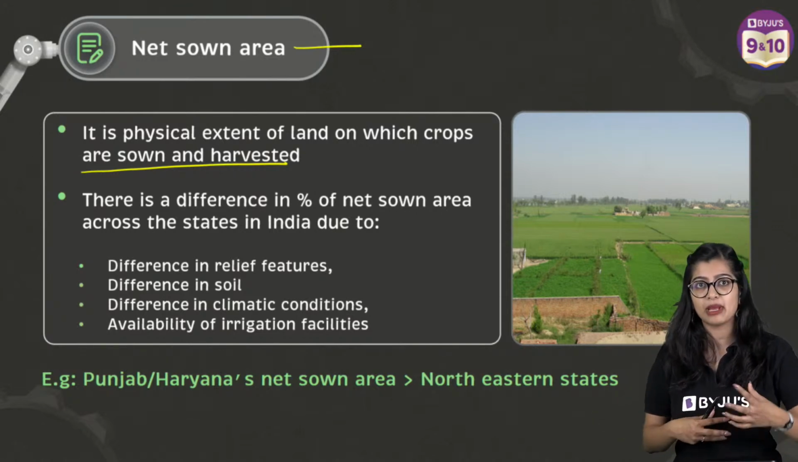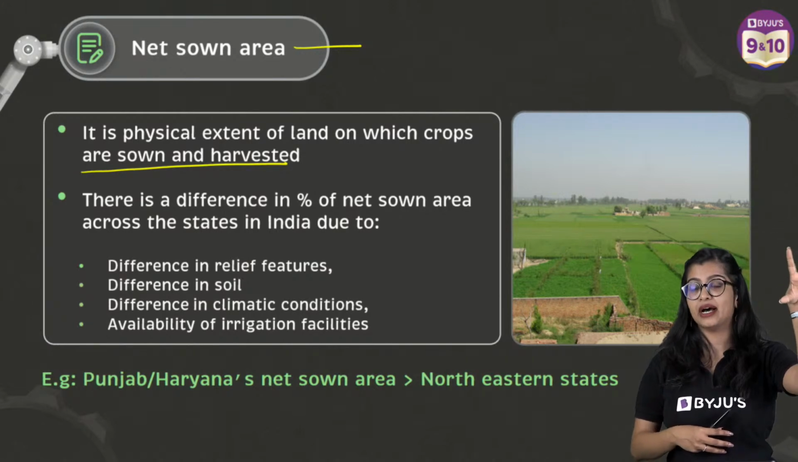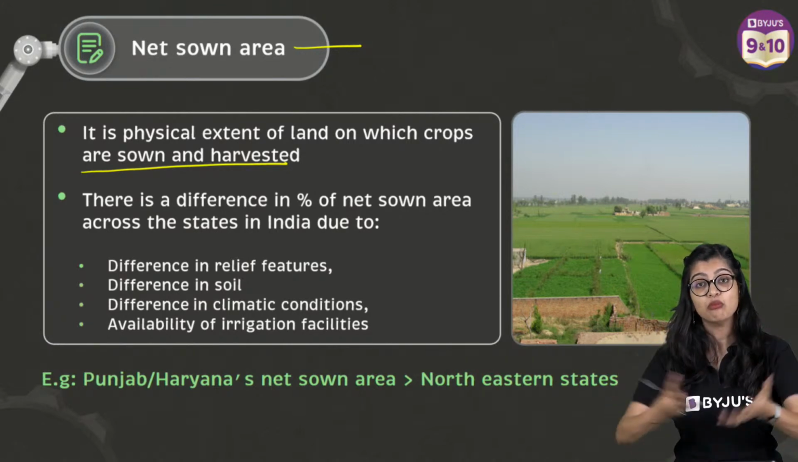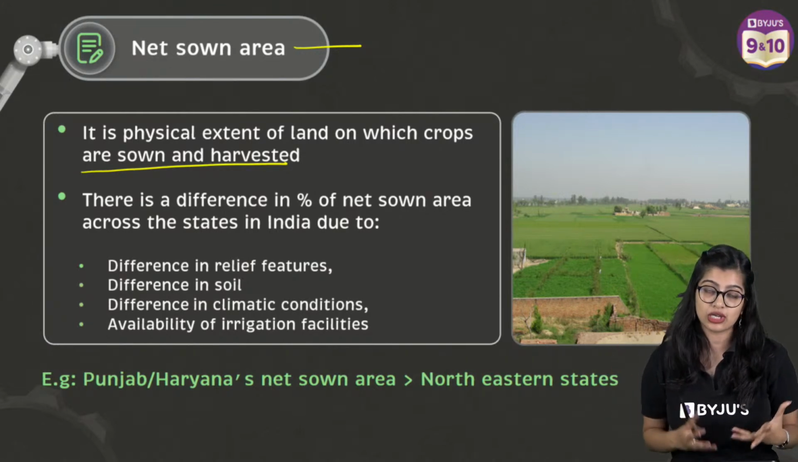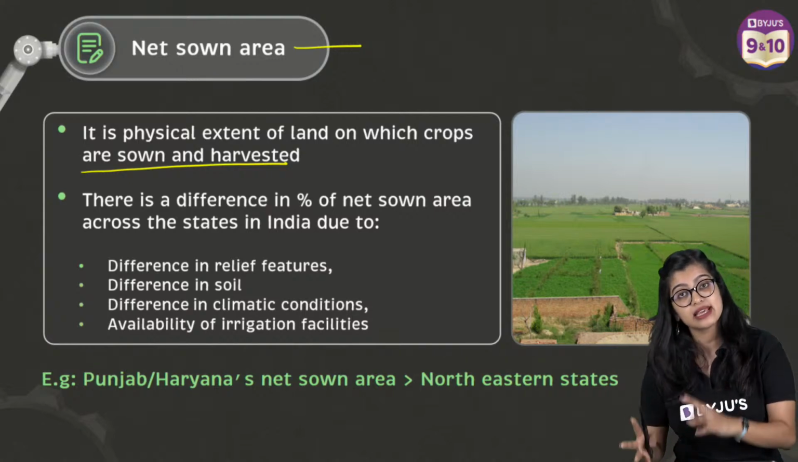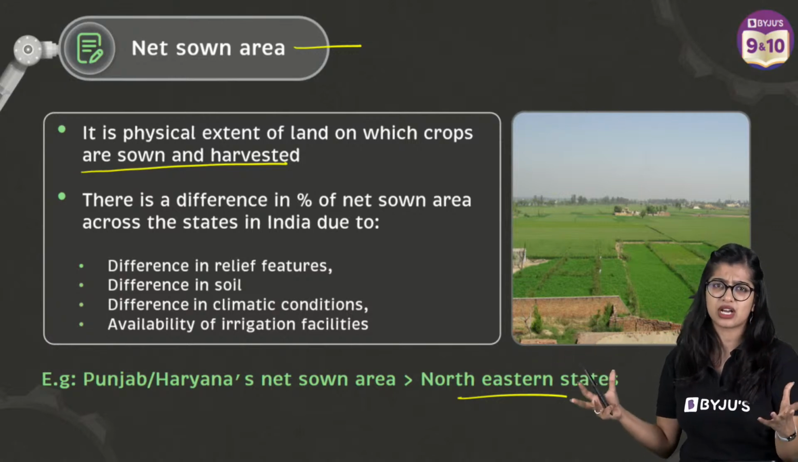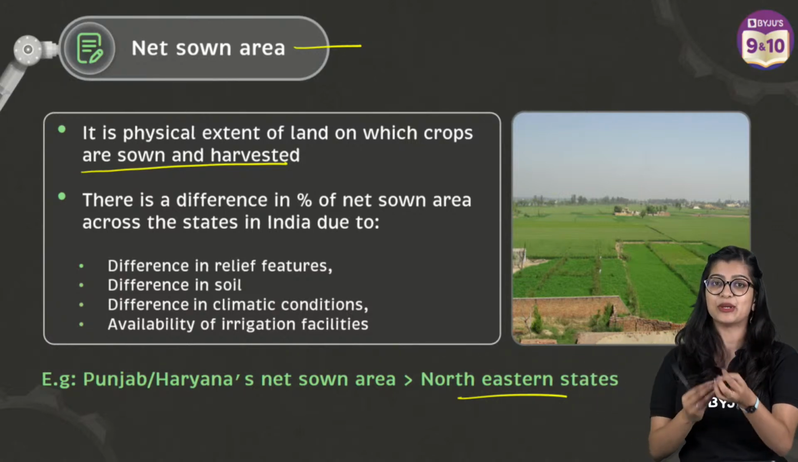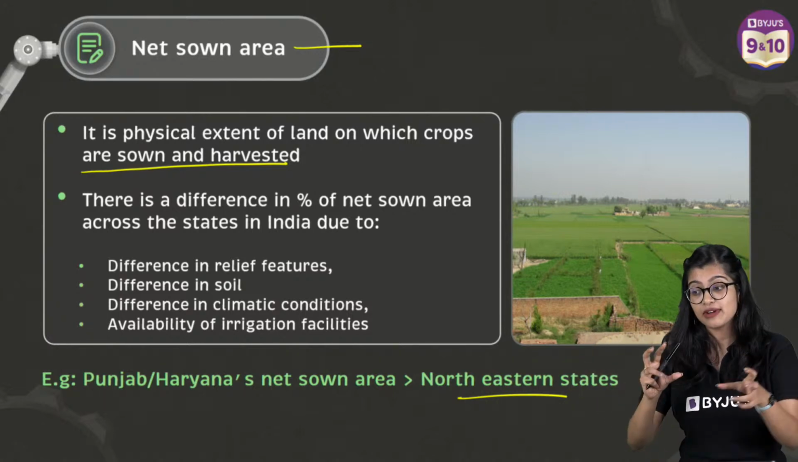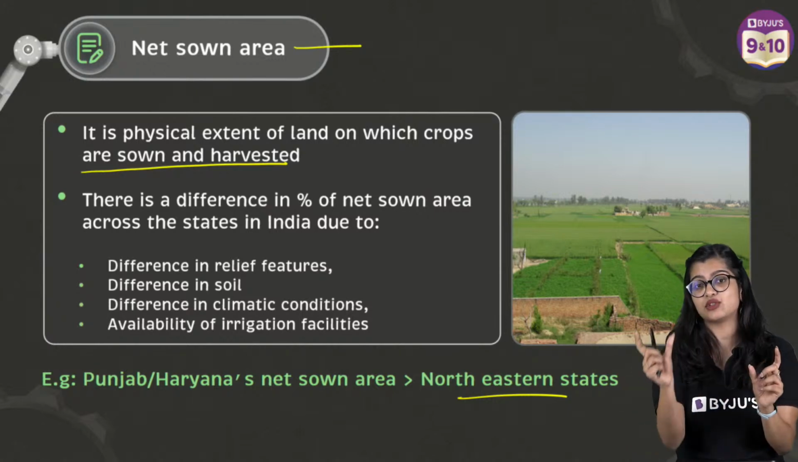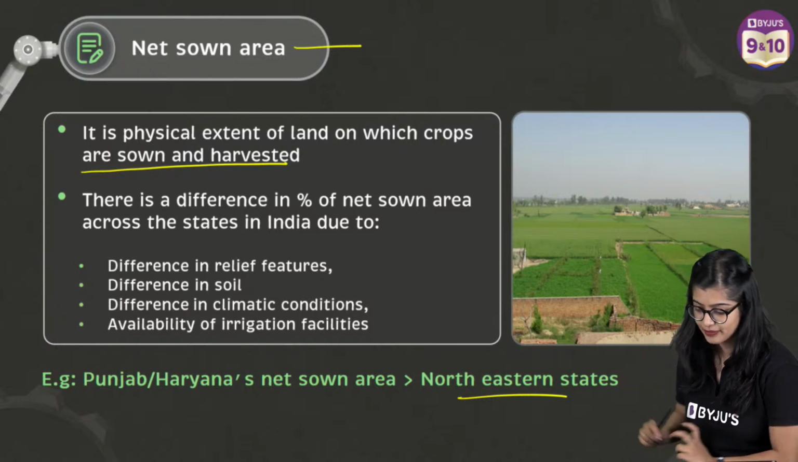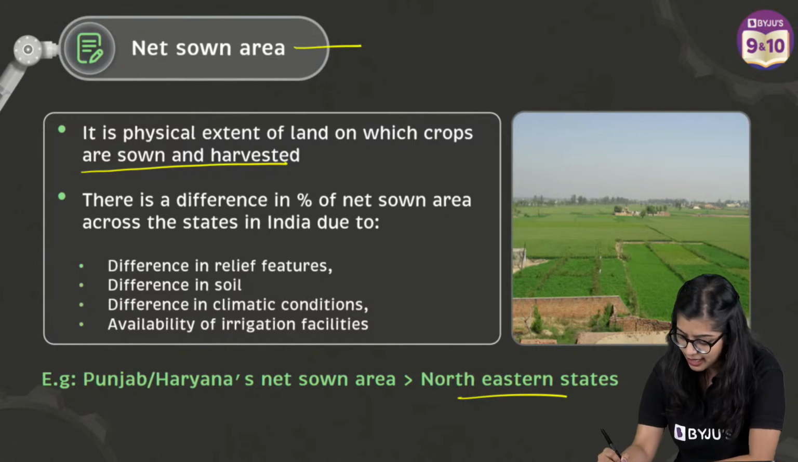So based on that, maybe places like Punjab, Haryana and those regions will have more and more area of land utilized for agriculture. But at the same time, maybe in the northeastern states, not too many parts of the state are going to be utilized for agriculture. Which is why there will be differences within states also as to what the net sown area will be. Yes? So this is what we mean by this.